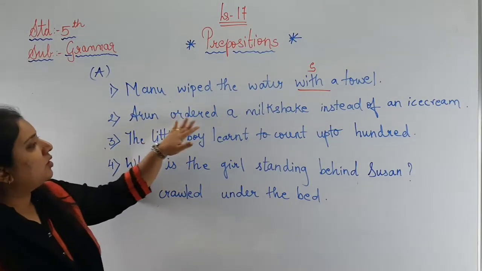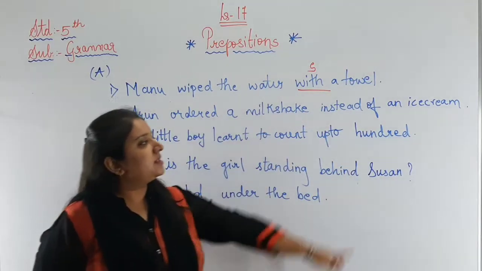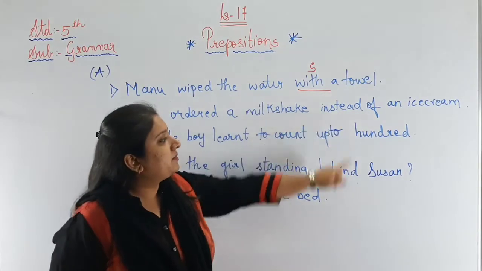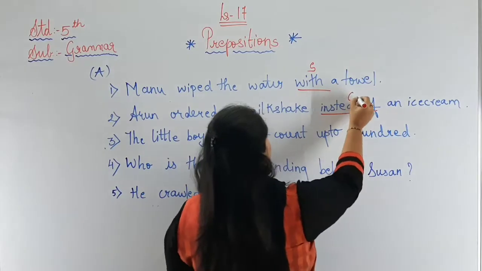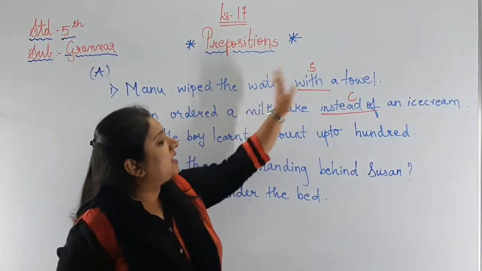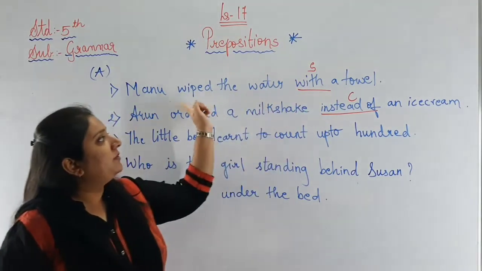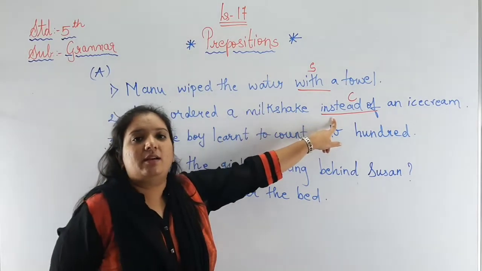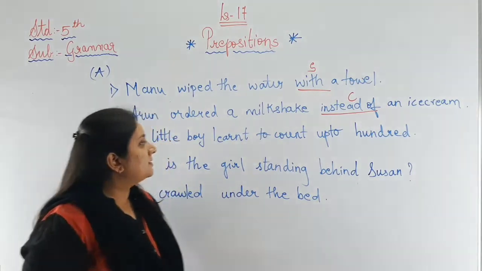Next is: Arun ordered a milkshake instead of an ice cream. Here ice cream is a noun, so before that there is a preposition. What is it? Instead of. Here there is a two-word preposition, so it is called a complex preposition. What is it doing? It is connecting the noun with the other parts of the statement. Without with, there would be no meaning to the statement. Without instead of, the sentence would be incomplete. So a preposition connects the noun with the other parts of the sentence.